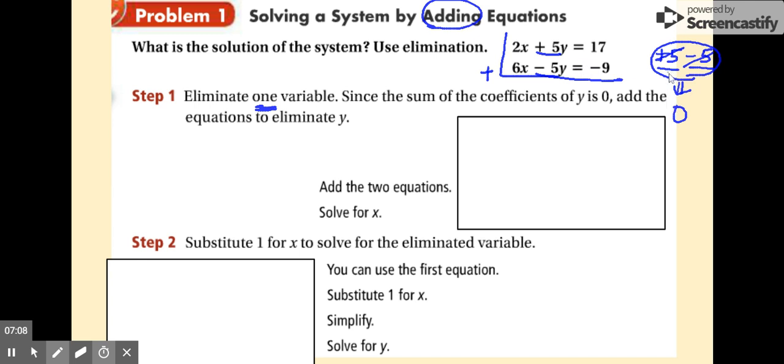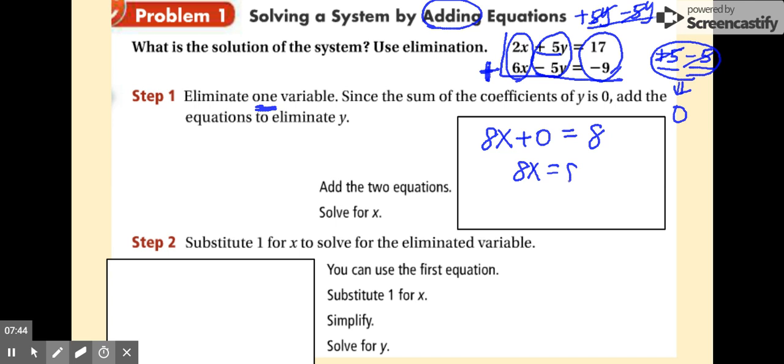So now, using this property, you can just add the whole thing together. This plus 5y minus 5y, if you add them, is going to be 0. So add the two equations. What is 2x plus 6x? If you add this part, 8x. If you add this part, it's going to be 0. And there's an equal sign. If you add this part, this is going to be 8. So now 8x is equal to 8, x is equal to 1.